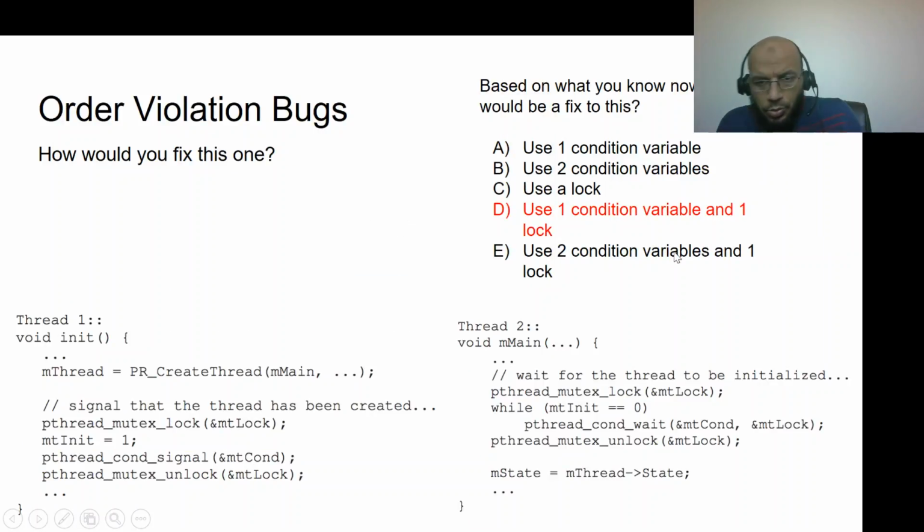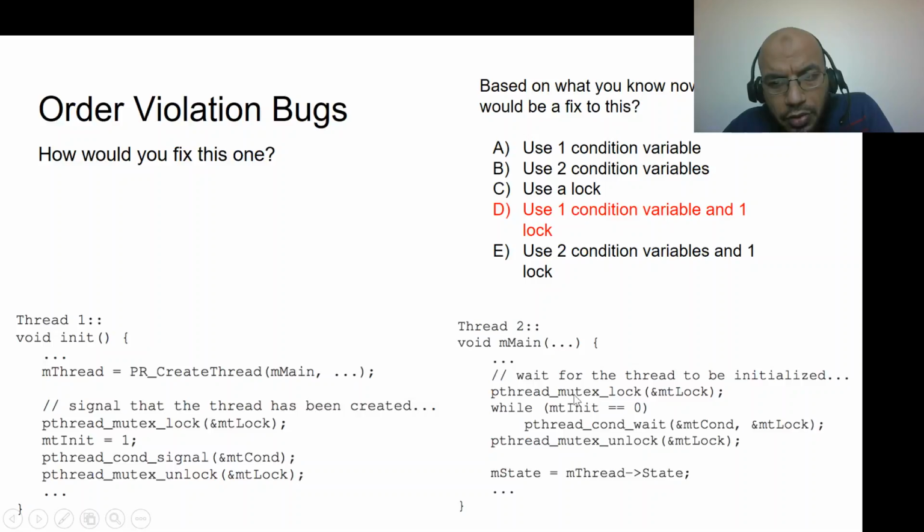So, as you hopefully have guessed, you would use one conditional variable and one lock to basically solve this issue. Basically, you add the conditional variable first, add the lock, making sure that you initialize the system before, like in the init code, and add a conditional signal. You signal basically once you have created the thread.